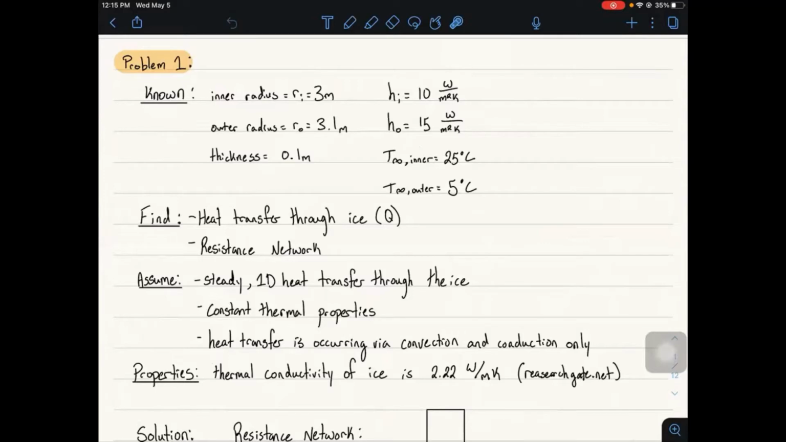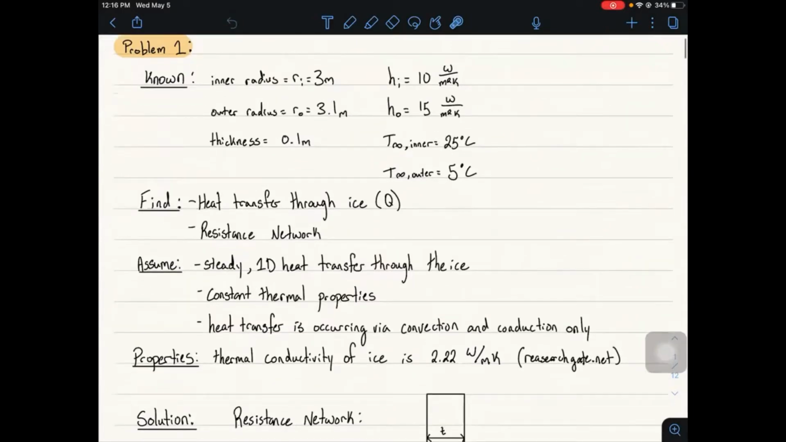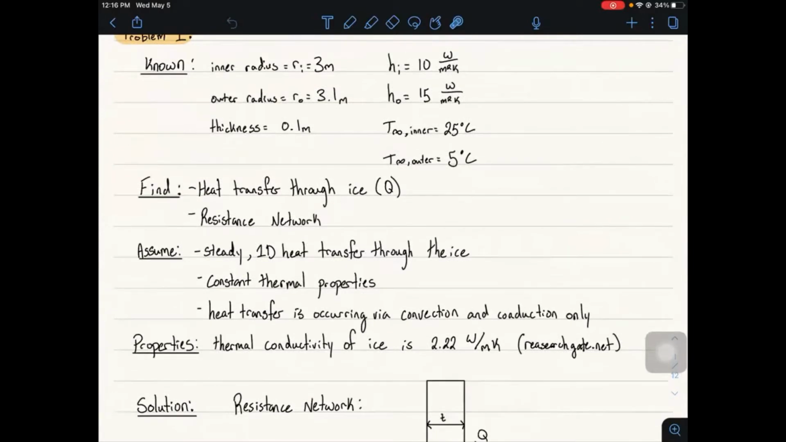And for this problem, basically, I said you are building a half sphere igloo, and I give you the appropriate temperatures at the inside that you want of the igloo and the outside, and then the different convective heat transfer coefficients and the dimensions. And what I want to find out is the heat transfer through the ice. And I also want a resistance network drawn in this.